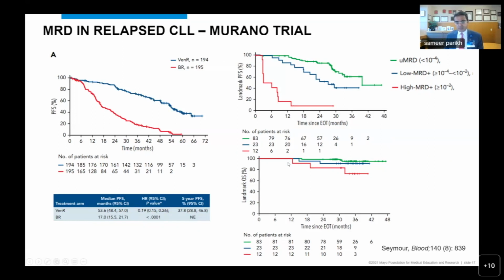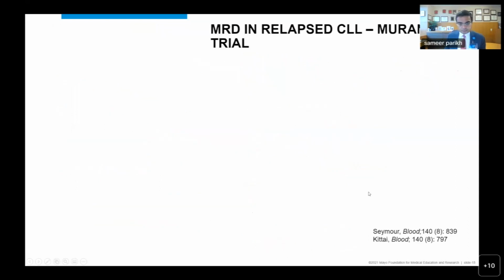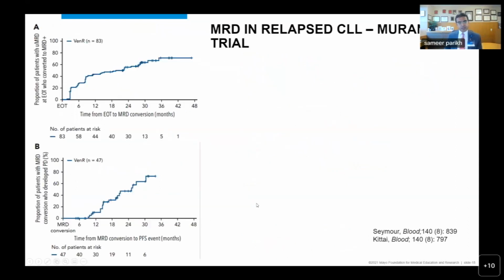And then the same data show in the bottom right the overall survival. There does not appear to be a statistically significant difference, although numerically there does appear to be an improved overall survival in patients who achieve undetectable MRD to the MRD4 level. Now, what happens over time? Amongst patients who are MRD negative, so this is the green curve from the prior slide, in the 83 patients, you will see that from end of therapy, there is a median time of about 24 months or so for MRD conversion.